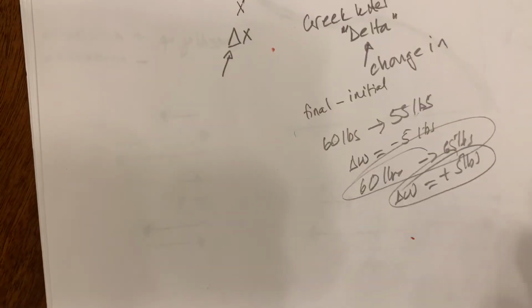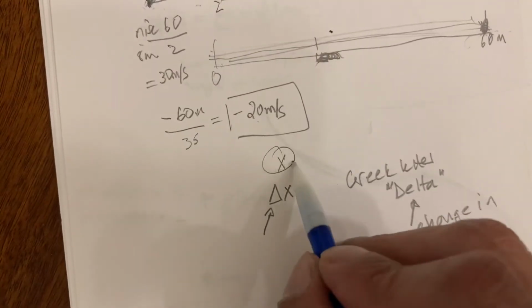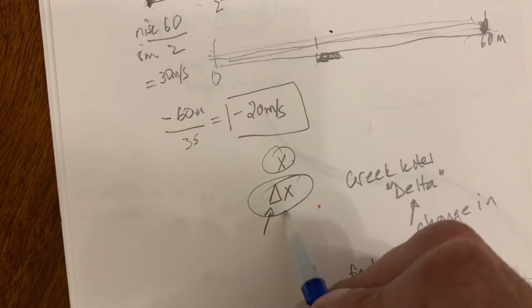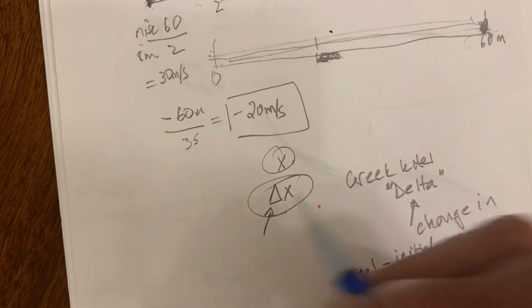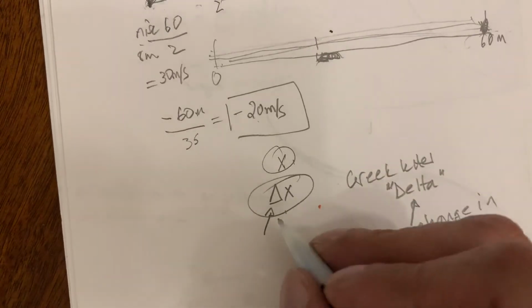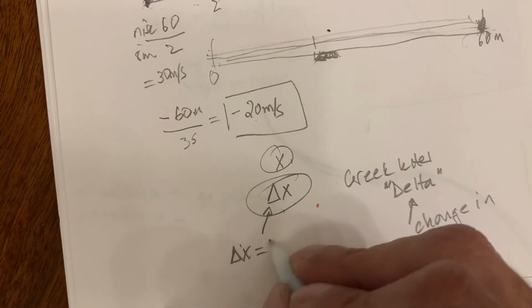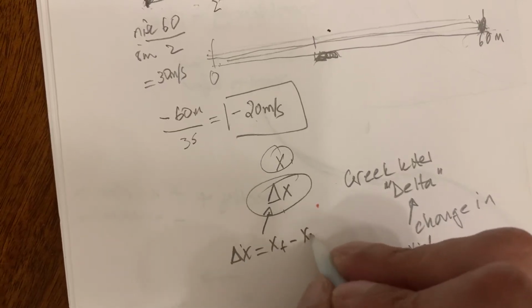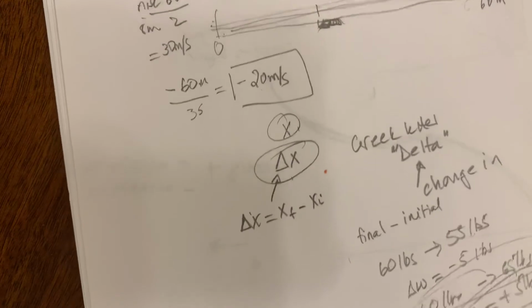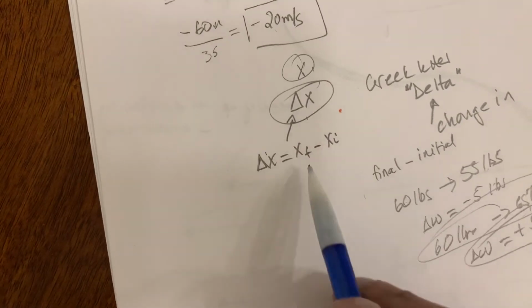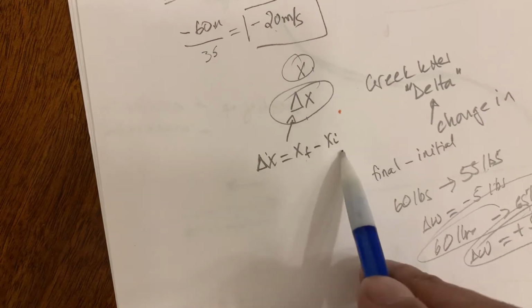It's the same thing with position. If I write this, I'm interested in exactly where you are. And when I write this, I mean I want to know what was your change in position. And so change in position, your delta x, simply means final minus initial, because that's a change in anything. It's just final minus initial. And I'm putting these little subscripts here just to show you final minus initial.